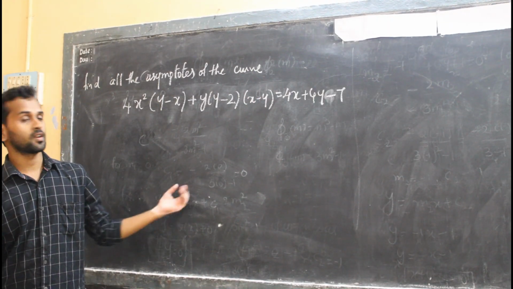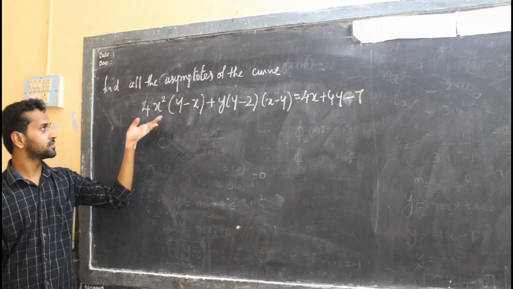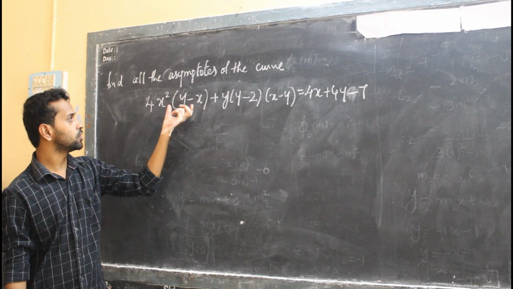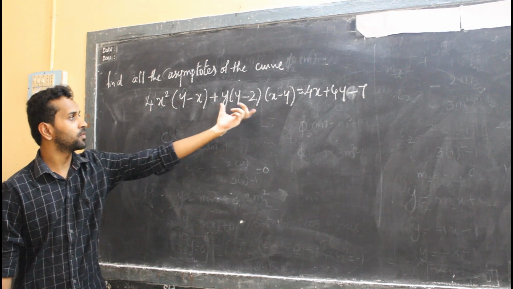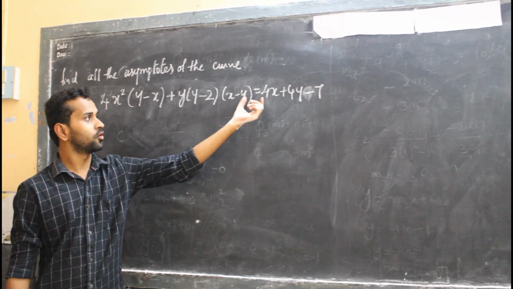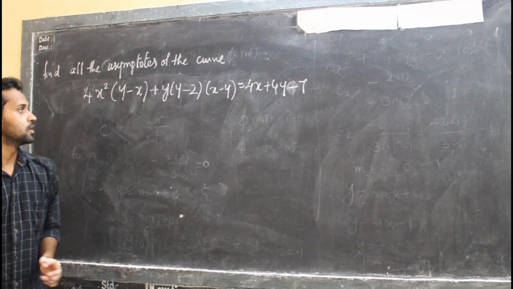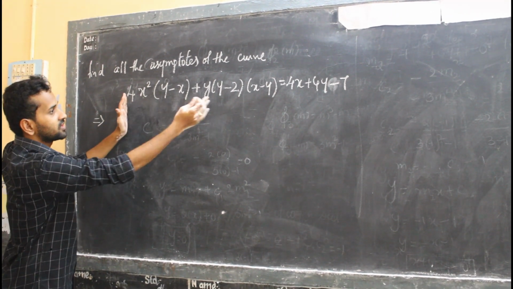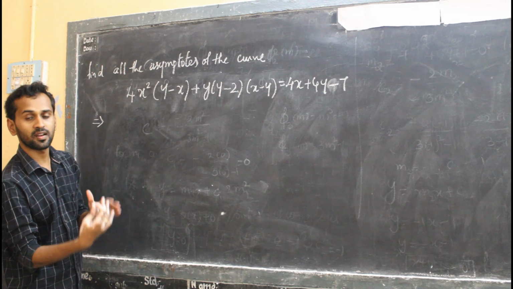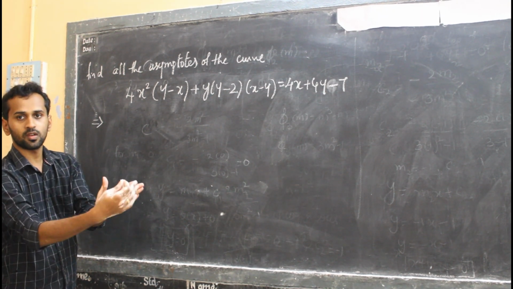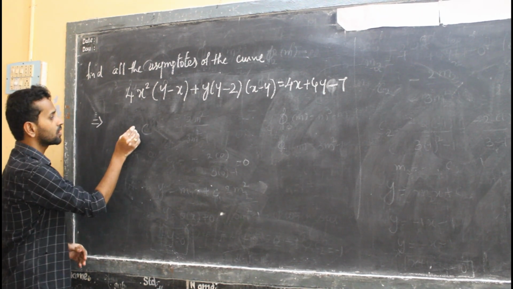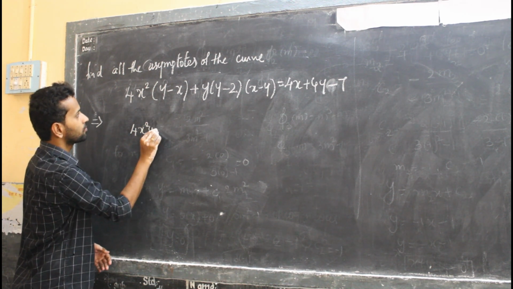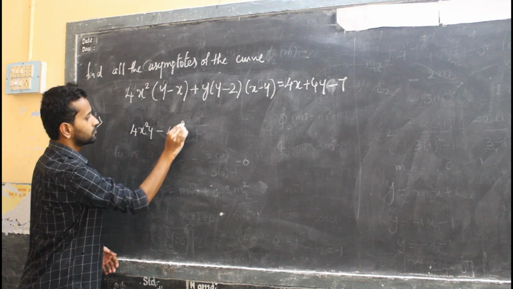So let us proceed to another problem. It is given as: find all the asymptotes of the curve 4x square into y minus x plus y into y minus 2 into x minus y equal to 4x plus 4y minus 7. Consider this and start simplifying the equation. Bring it to our standard forms, h3, h2, h1 like that. Now when I multiply everything inside, this becomes 4x square y minus 4x cube.